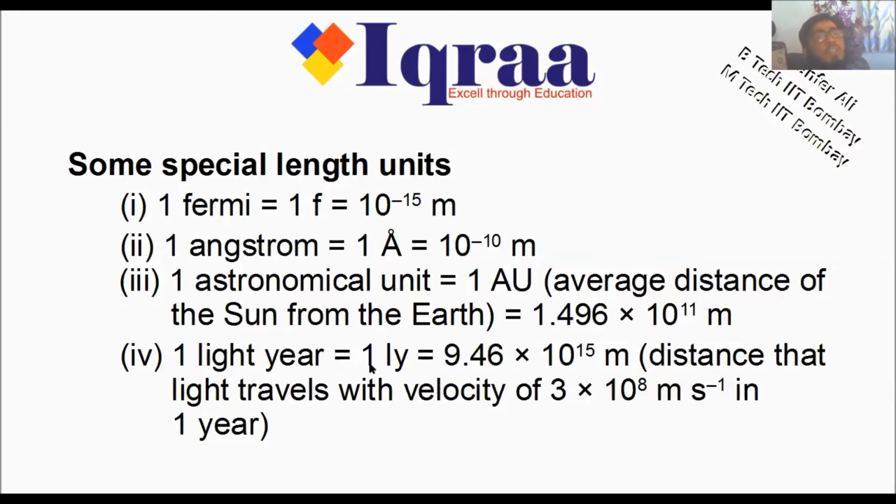But when we want to measure the distance between galaxies, where the distance is much larger than this, then we define 1 light year. 1 light year is 9.46 into 10 to the 15 meter, and this definition of the light year comes from how much distance the light travels in 1 year, and the velocity of light is 3 into 10 to the 8 meter per second. So the distance with this velocity the light travels in 1 year is 9.46 into 10 to the 15 meter, and this distance is covered by the light in 1 year.